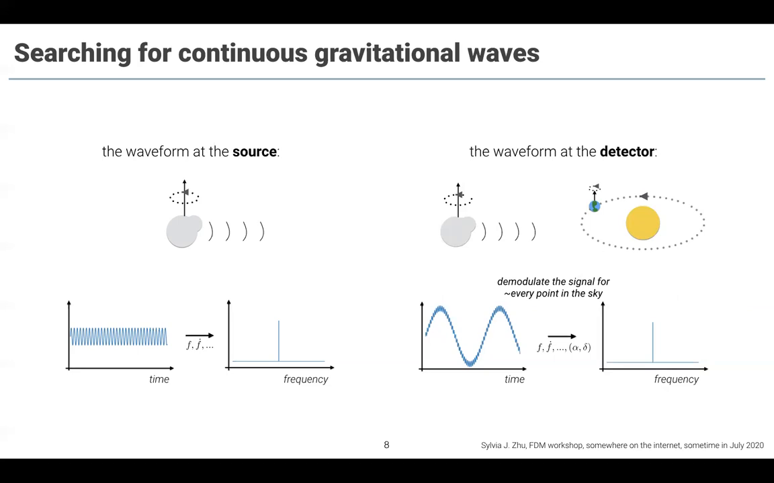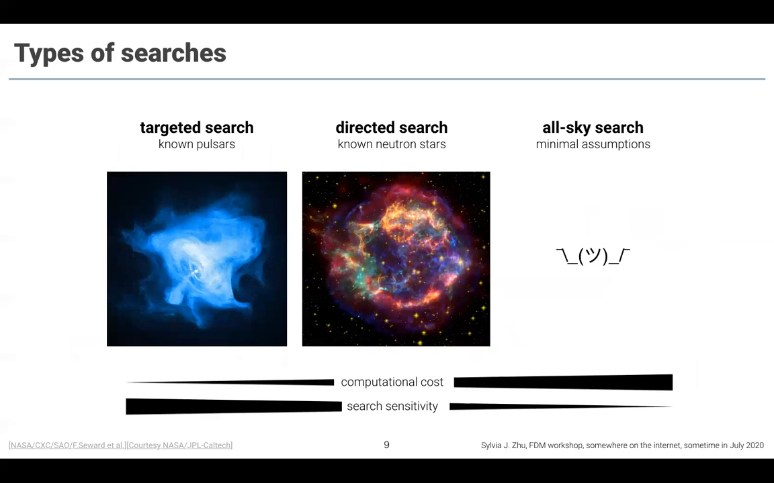So in reality, one thing you can do for your searches is to not only Fourier transform and find the peak in frequency, you also have to account for the different Doppler modulation pattern at the points in the sky that you're interested in. Depending on what you're looking for, of course, this can get very computationally expensive. And this computational cost, as well as the question of what you are interested in, will help determine what kind of search you want to do.